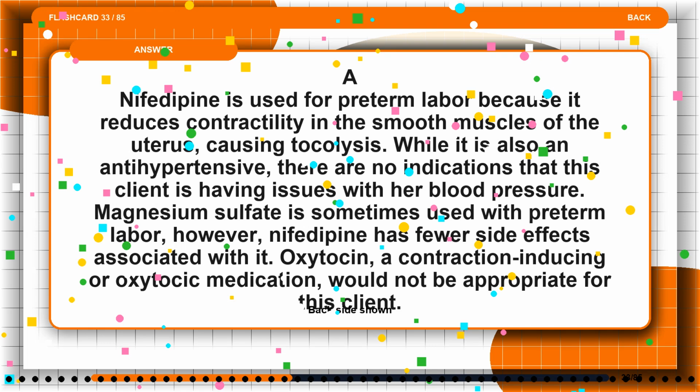The answer is A. Nifedipine is used for preterm labor because it reduces contractility in the smooth muscles of the uterus, causing tocolysis. While it is also an antihypertensive, there are no indications that this client is having issues with her blood pressure. Magnesium sulfate is sometimes used with preterm labor, however, nifedipine has fewer side effects associated with it. Oxytocin, a contraction-inducing or oxytocic medication, would not be appropriate for this client.